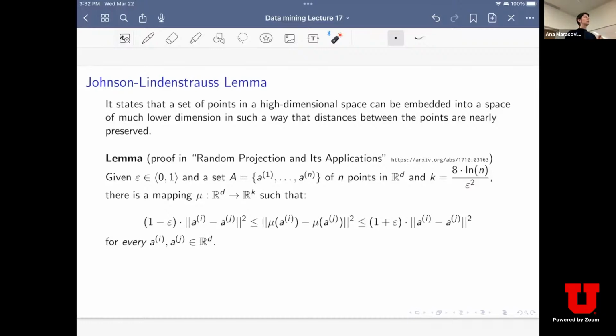All right, so given the error, given your set of n d-dimensional points, and given this size k of the low dimensional space, there is guaranteed to exist a mapping from your high dimensional to your low dimensional space, such that, as this equation says, you are going to preserve the pairwise distances between every single point you have in your data. All right, questions about any of this so far?